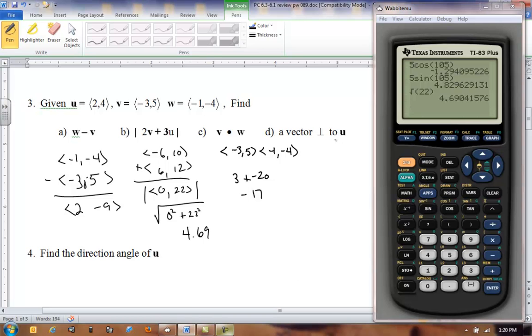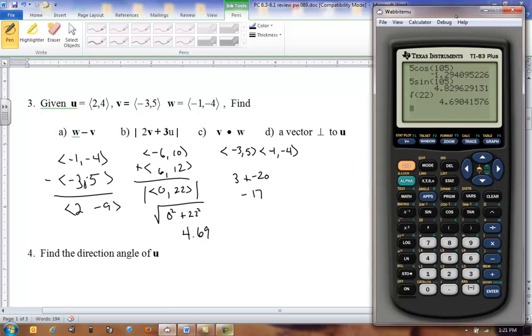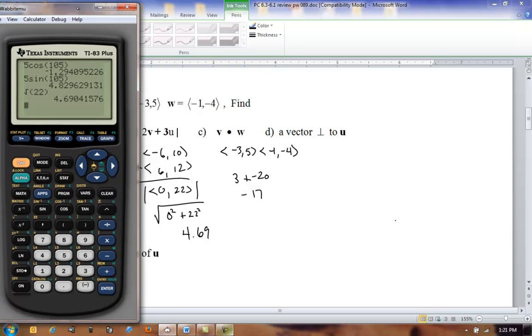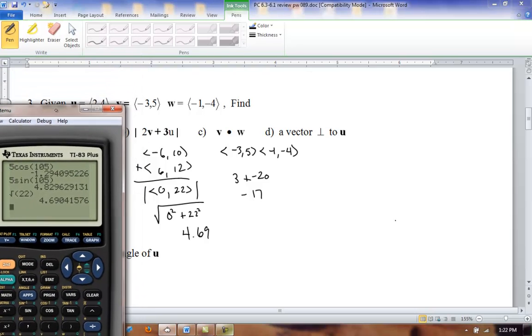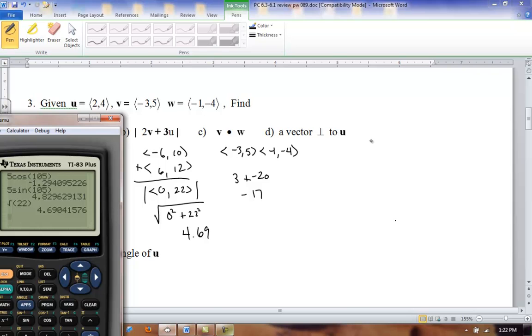Find a vector that is perpendicular to U. So perpendicular, the other word for that is orthogonal. And if it's orthogonal, it means it's going to have a dot product that gives you 0. So let me move this out of the way. And I need vector U. So when I dot product U with something, 2 comma 4, dot some x and some y, has to give me 0 for an answer.